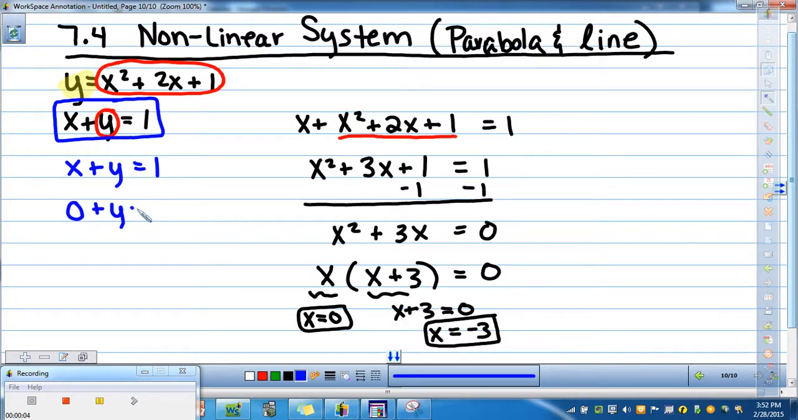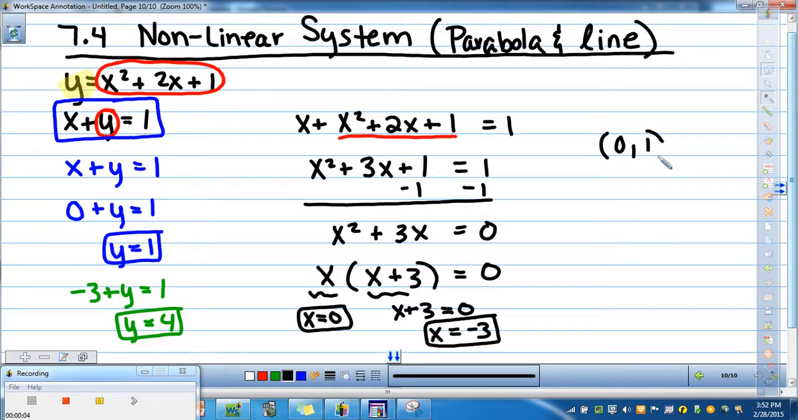If x is 0, y is 1, and if x is -3, y is 4. When we list our answers, we want to make sure that we list them in the order x, y, and that the numbers are corresponding.